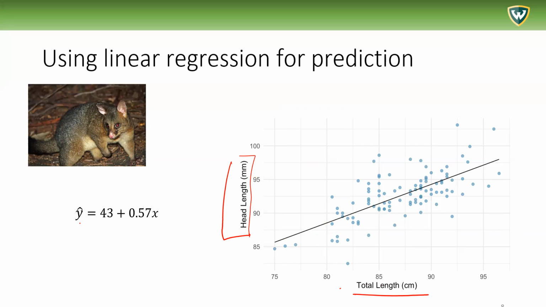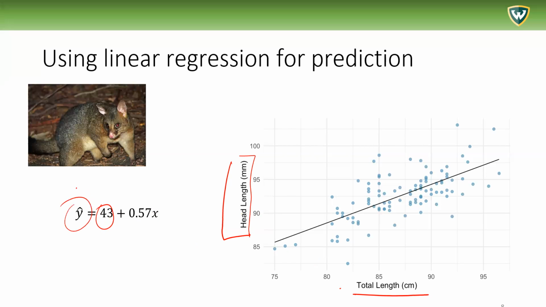And the equation of a line, as you may remember from basic algebra, has the y variable on the left side equals, as I mentioned before, the intercept. This is the y-intercept, 43 here. So when x equals 0, what is y? Y equals 43, because 0 times 0.57 is 0 plus 43, then y equals 43.